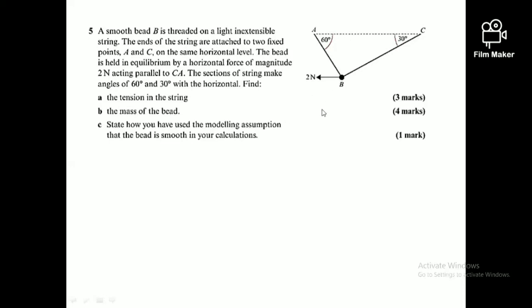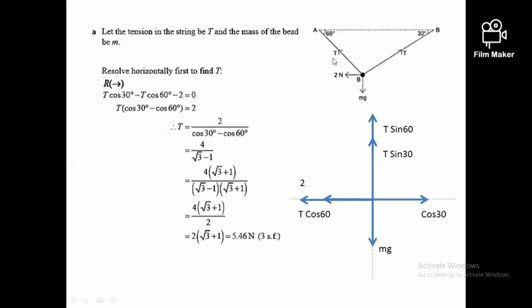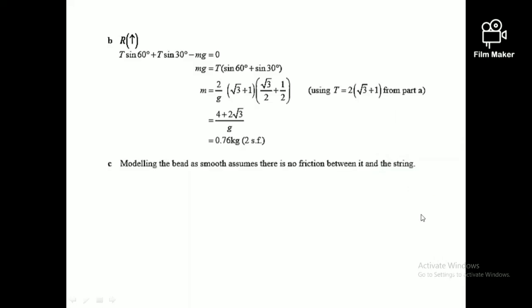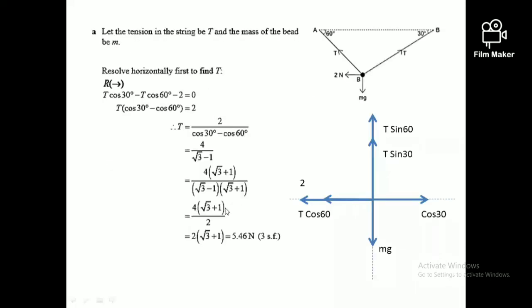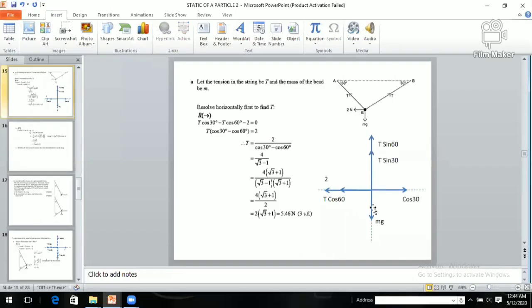So if the bead is smooth, what can you get? You can mark the tension on either side of the bead as the same. That's the technique I have used. And the weight of the bead is mg. This force is this. Then I'll consider the components here. If this angle is 30, this angle is also 30. So this component is T cos 30. Here there should be T. I think I made a mistake. It's missing, so we'll correct it.